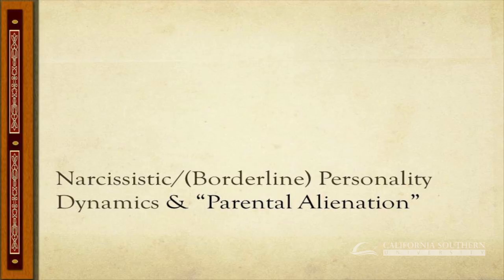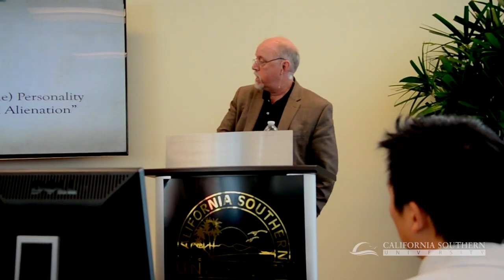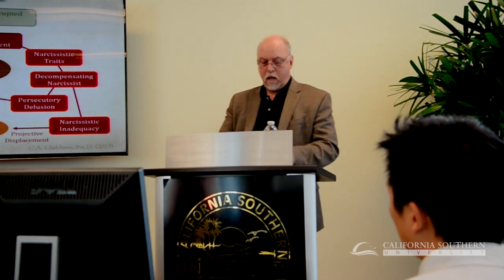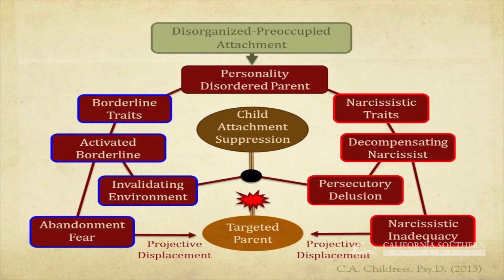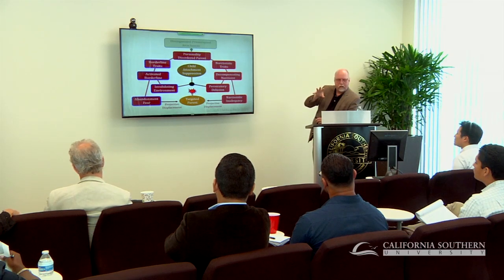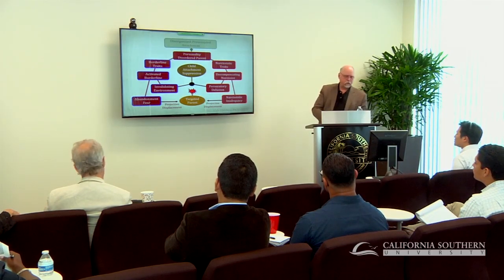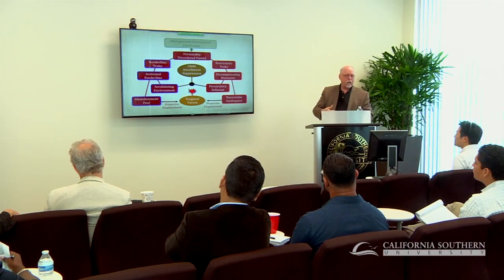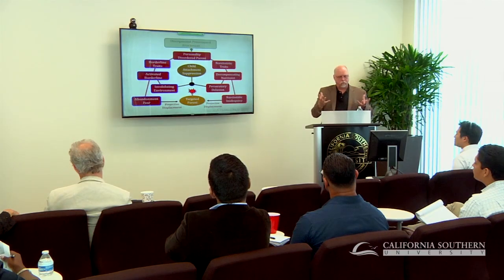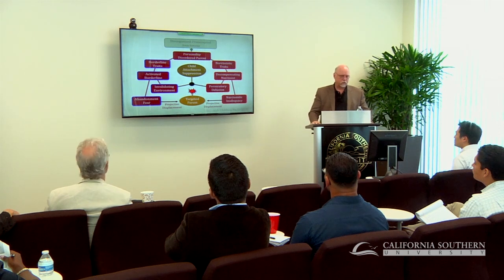So, the narcissistic borderline personality dynamics associated with parental alienation. This diagram sort of looks at that or explains that process. So at the top we have a disorganized attachment system with the alienating parent that produces the personality disorder dynamics, borderline narcissistic, narcissistic primarily with borderline features. The divorce activates both of those personality dynamics, and so we get an activated borderline and an activated narcissist who's decompensating into paranoid persecutory delusions.